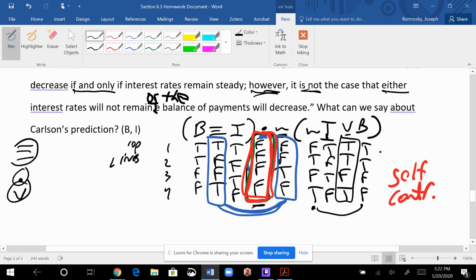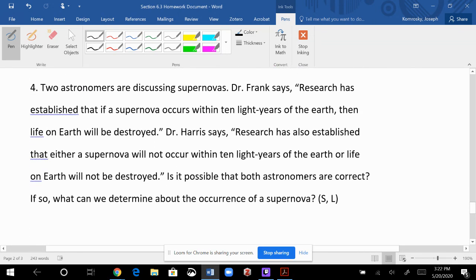Okay. So that's kind of the practical aspect of, hey, why are we doing all these truth values and operators and propositions and lines on the truth table? Well, we're trying to get at the truthfulness or the falsity of statements about reality, which are propositions, right? So it's self-contradictory. Let's go to number four.